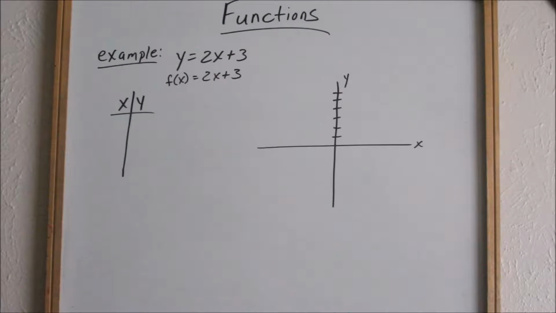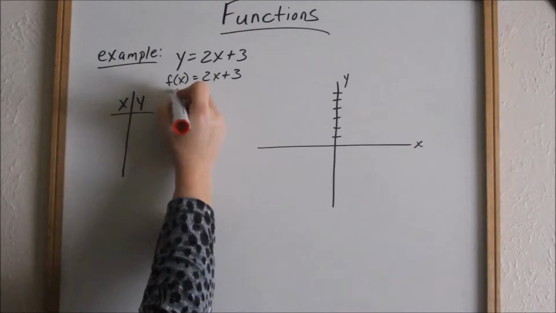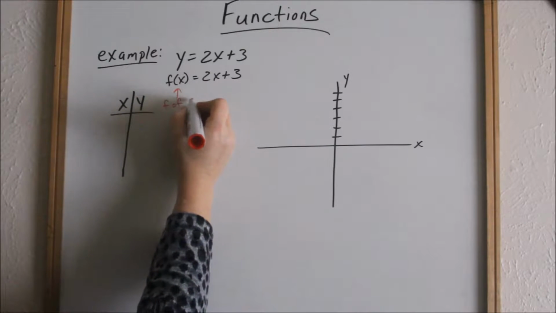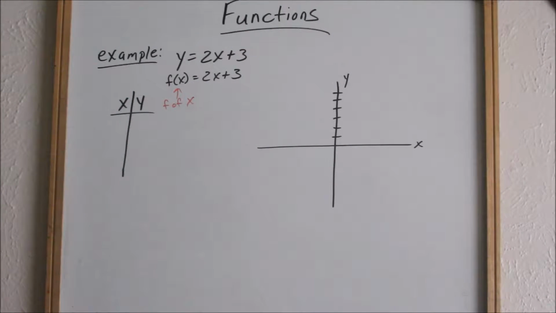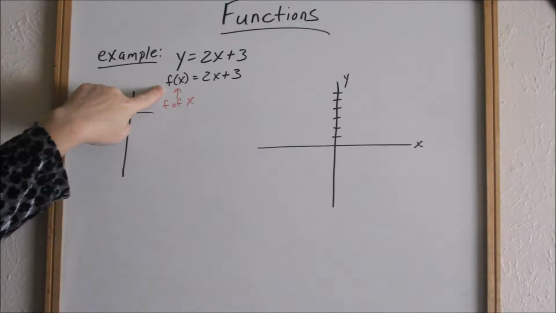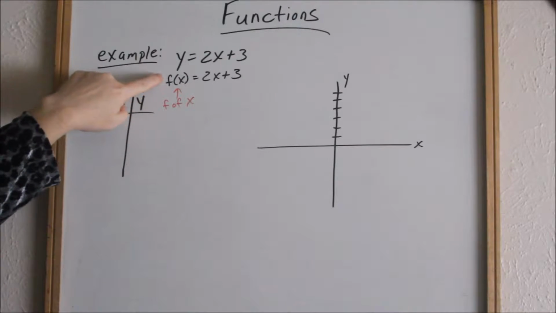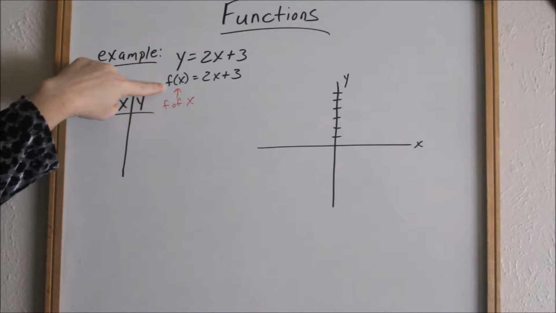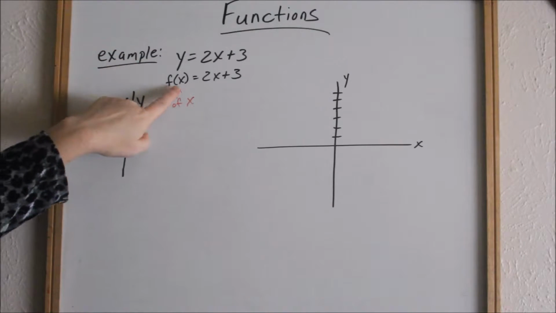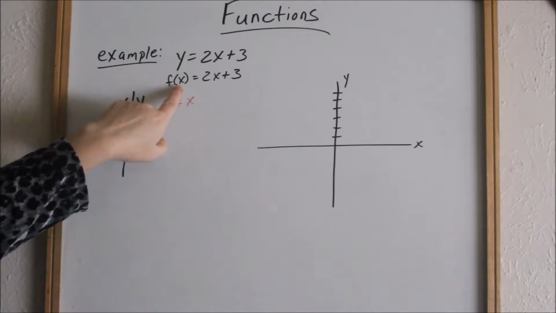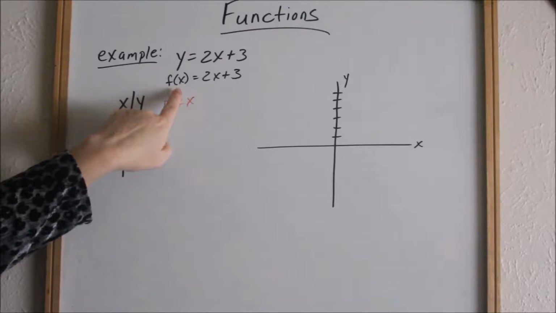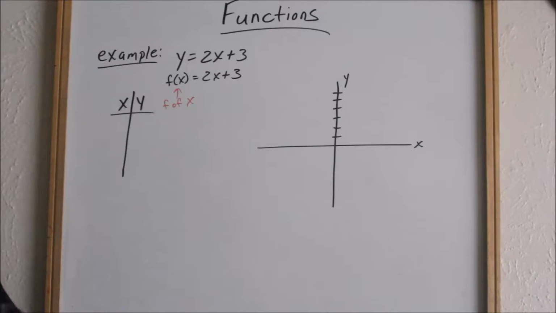The way that is read, this does not mean f times x. That is read f of x. So this implies function. This is function notation. All it does is basically replace y. So every time you see this notation of f of x, in your brain just say y. So here I'm going to see f of x equals 2x plus 3, but in my brain I'm going to say y equals 2x plus 3, because this basically just replaces y, because y is a function of x.